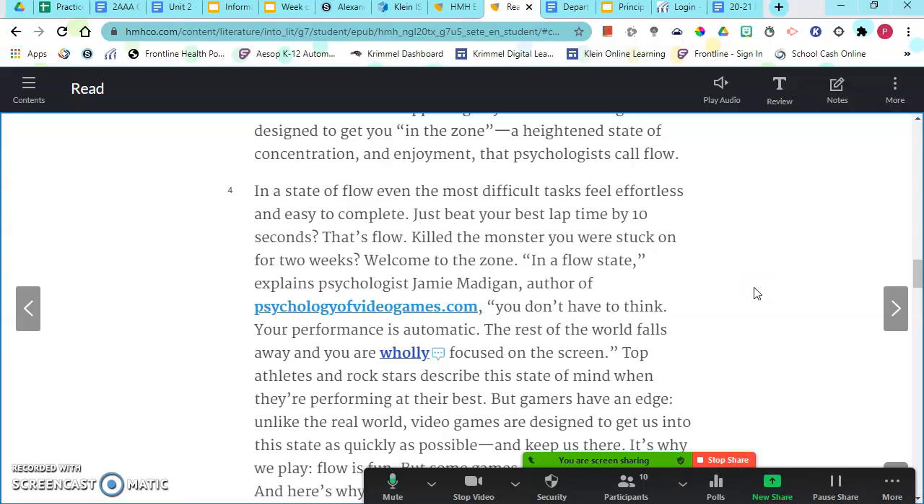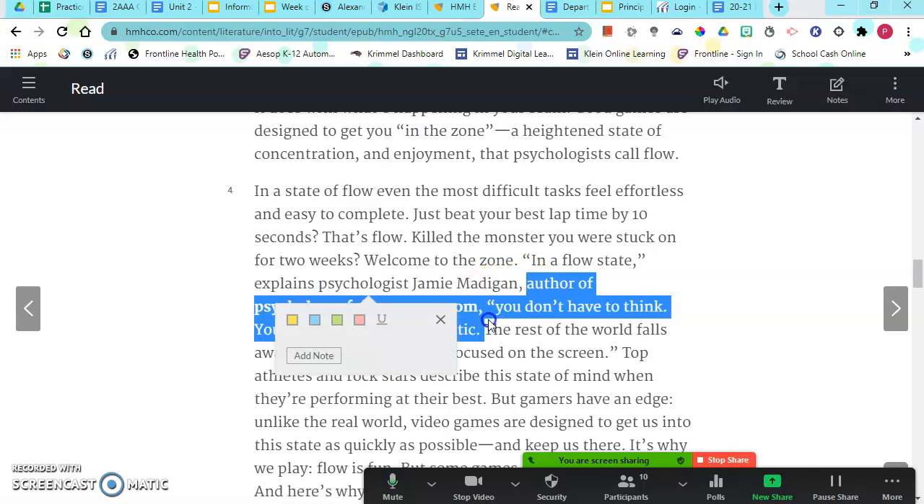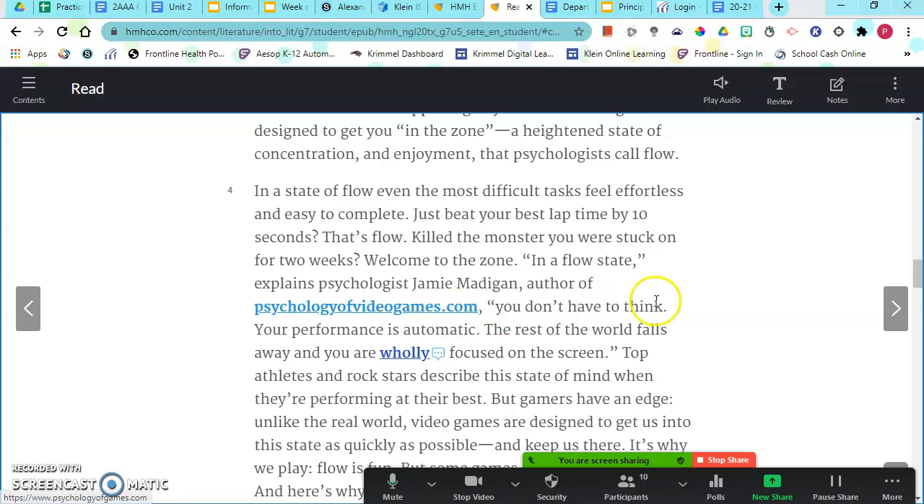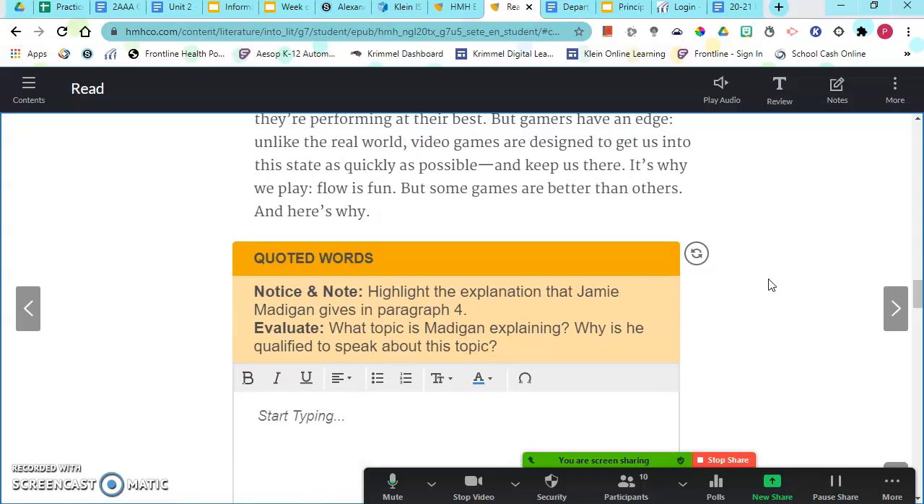Is he someone whose opinion we should trust? Yes. Okay, we can see this because he is a psychologist as well as the author of Psychology of videogames.com. All right, he is considered an expert. So look at your annotation and make your annotation following paragraph 4.